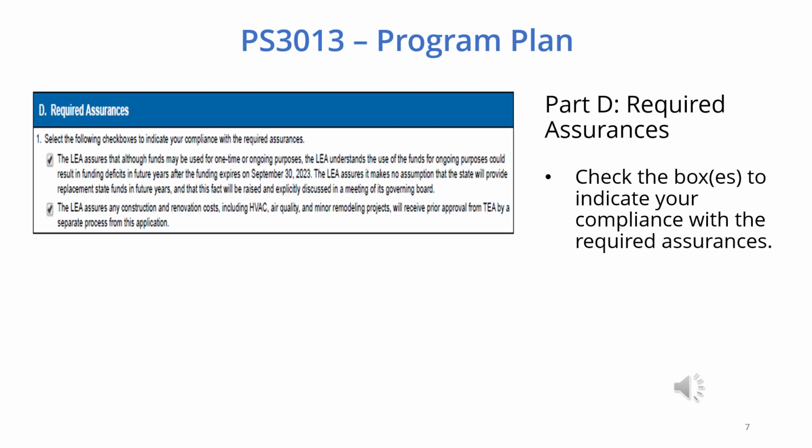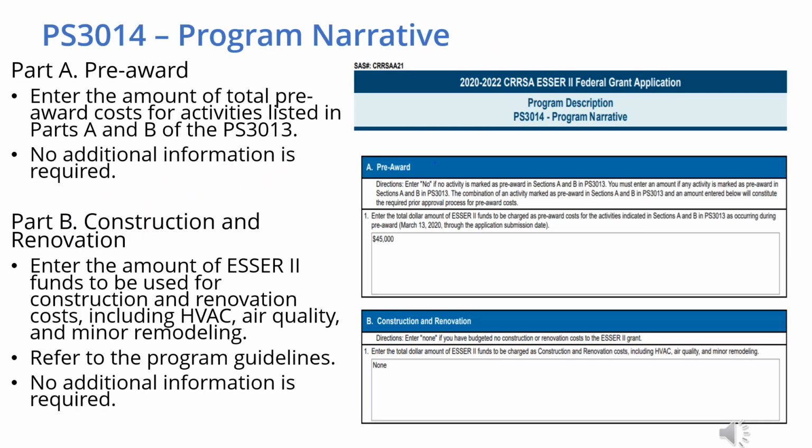Part D is required assurances. Select the checkboxes to indicate your compliance with each of the listed assurances. PS 3014 is the program narrative schedule. Although it is titled the narrative schedule, you won't actually need to do a lot of writing here. What you'll need to do here is really quite simple.